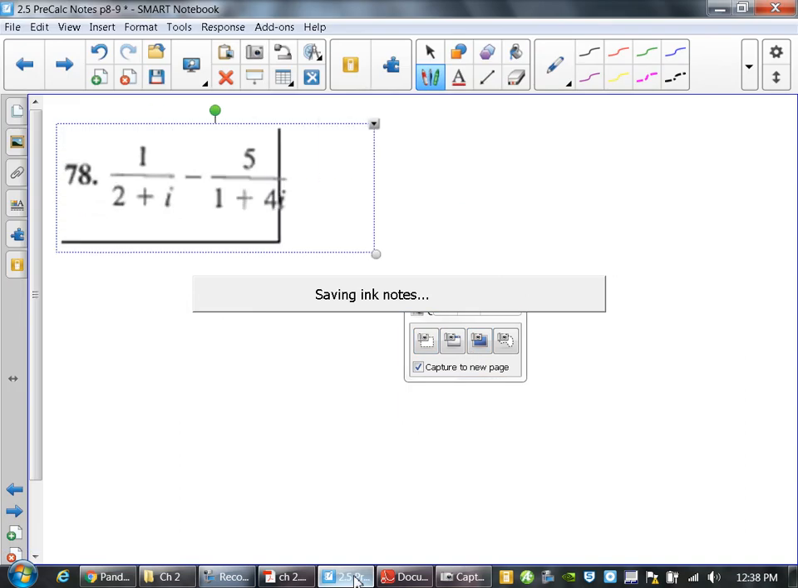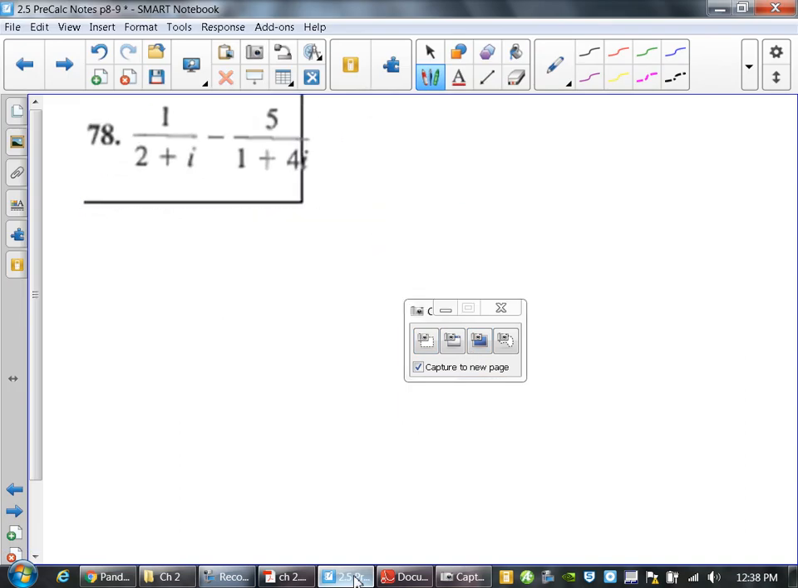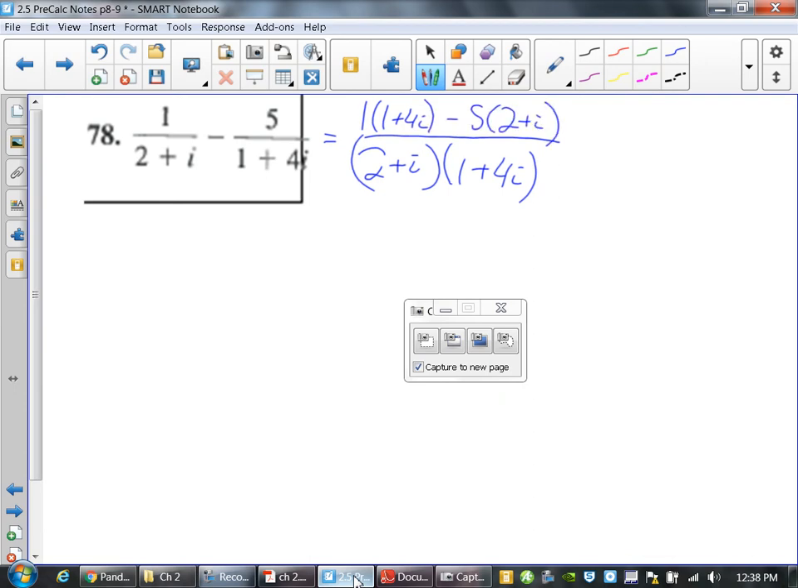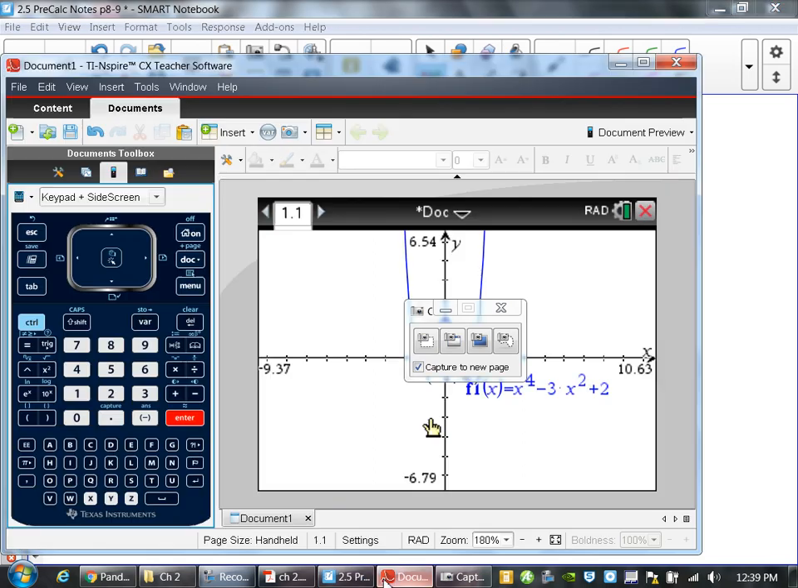Well, how do you subtract fractions? What do you have to have? A common denominator. So your common denominator here would wind up being 2 plus i times 1 plus 4i. So it'd be 1 times the 1 plus 4i, minus 5 times the 2 plus i, and you're simplifying. That's not a difficult situation, it's just ugly. It's a whole idea of foiling and combining like terms. Remember that i squared is negative 1 when you distribute stuff back.